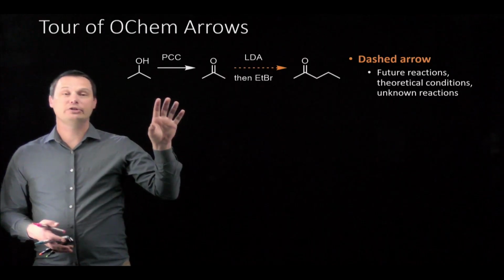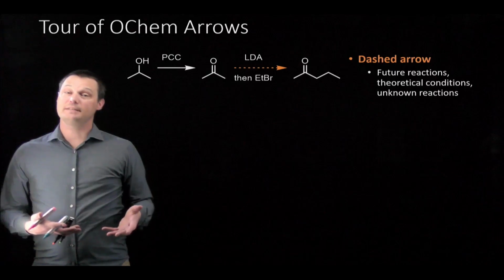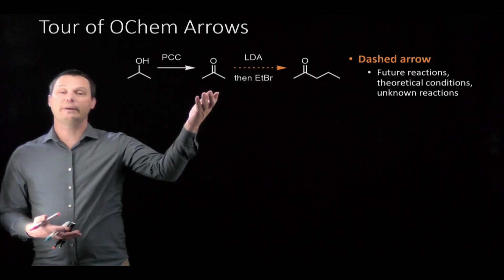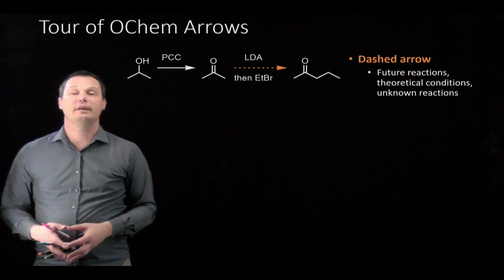The dashed arrow is where we show future reactions, reactions we haven't done yet but plan to do. If we are giving a scientific talk, we can say that we have completed the reaction, turning the alcohol into a ketone, and when we get back to lab next week, we're going to do the alkylation reaction.